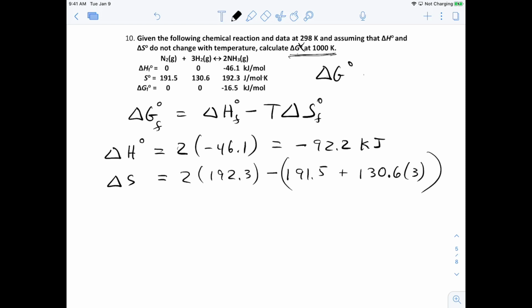And I think if you work that out, you end up with negative 198.7. And that's going to be joules per Kelvin. So you've calculated delta H and delta S for this reaction at standard conditions.